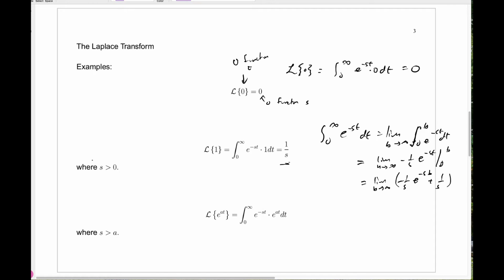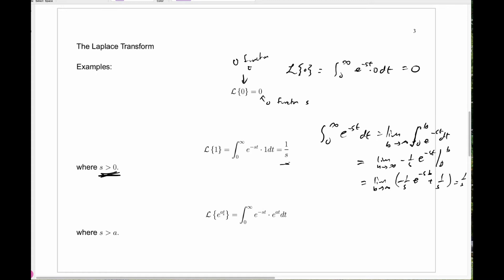And here I should have been clear, as long as s is greater than 0, this will tend to 0 as b goes to infinity, so the value will just be 1 over s. That's true if s is positive. If s is negative, then that blows up. So the Laplace transform of the constant function 1 is this function 1 over s when s is a positive number.